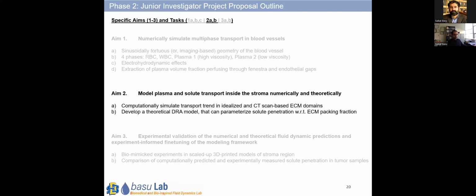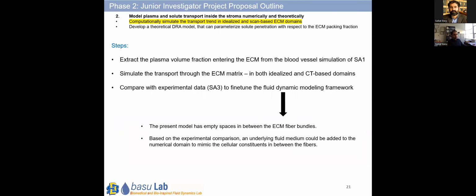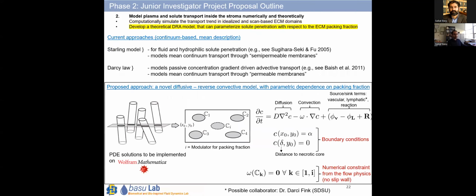Now let's look at aim two. So aim two will build around modeling the fluid mechanics inside the stroma. It will first involve numerically simulating the movement of plasma inside the stroma and also embedded solutes. And the geometries would be both idealized and CT-derived domains. Next, we will develop a theoretical model with inputs coming from our numerical simulations.